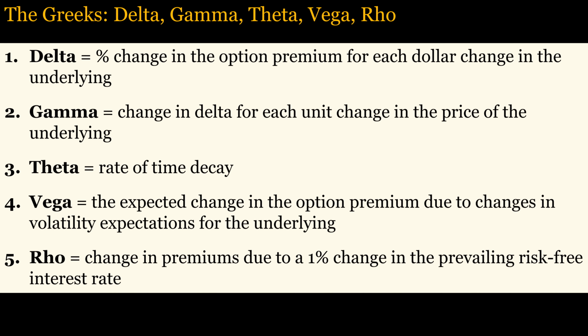I will briefly discuss the Greeks because they are often discussed in relation to options, although I do not think they are useful to beginning option traders. Several ratios have been developed to measure how option prices change with respect to the price or volatility of the underlying and the rate of time decay. Since 4 of these ratios are represented by Greek letters, delta, gamma, theta, and rho, the group is often referred to simply as the Greeks. Vega is also considered a Greek, although it is not actually a Greek letter.